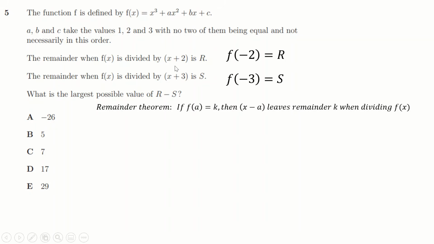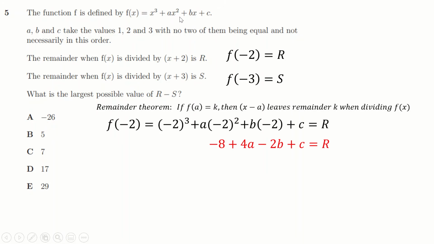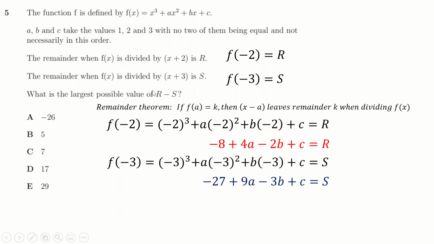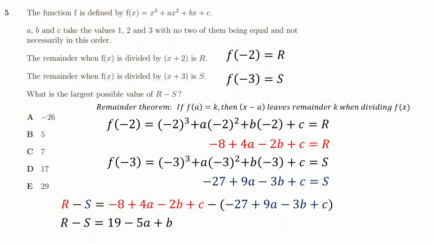Anyway, I'm going to put minus 2 and minus 3 into this here. So f of minus 2 is that, which simplifies to that. F of minus 3 is that, which simplifies to that. I know this is equal to r, and I know this is equal to s. I'm looking for the largest possible r minus s. Let's do r minus s. That's going to be this. Sort it out, be really careful with the negatives.